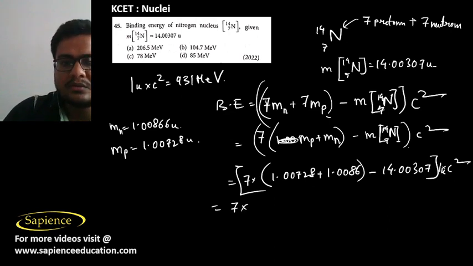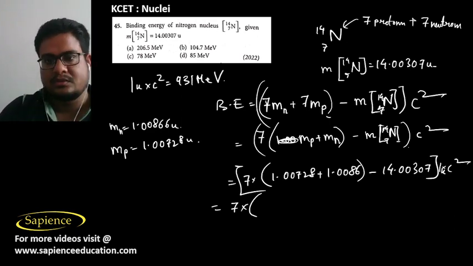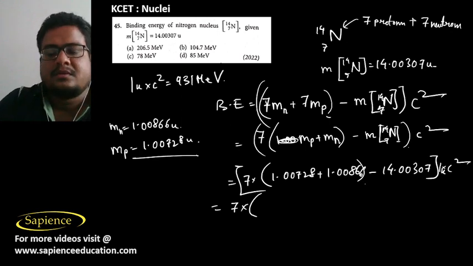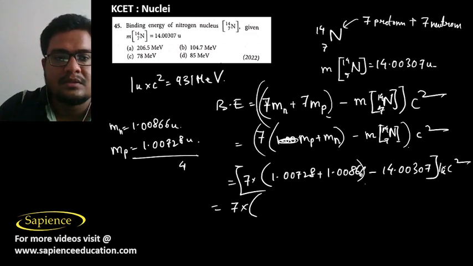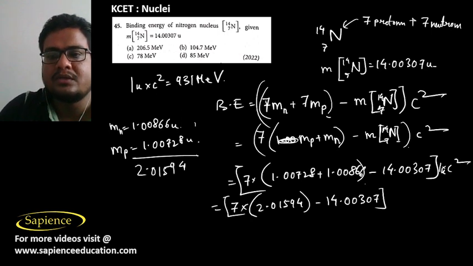This I can write as 7 into 1.00728 plus 1.00866. If we add them, then we will get 2.01594. This is 7 into 2.01594 minus 14.00307, that into 1 u into c square, which is 931 mega electron volt.